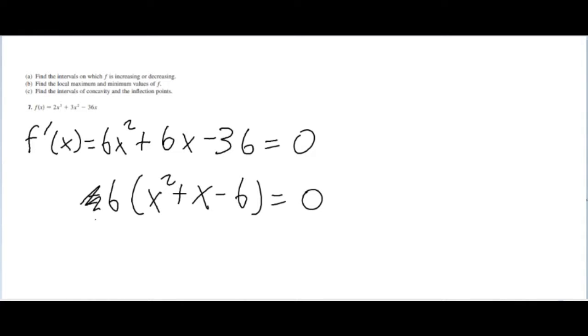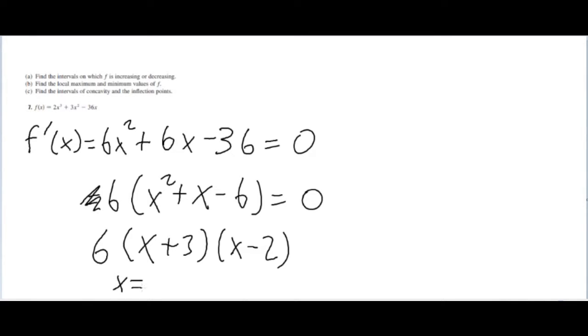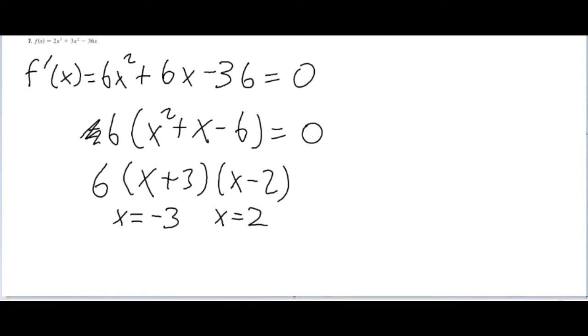And then we're going to solve for x. So what we're going to get is 6 times x plus 3 and x minus 2. So by solving it, we get x equals negative 3 and x equals 2. So these are our critical points, right? x equals negative 3 and x equals positive 2.